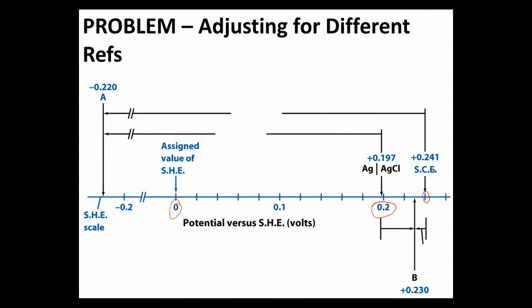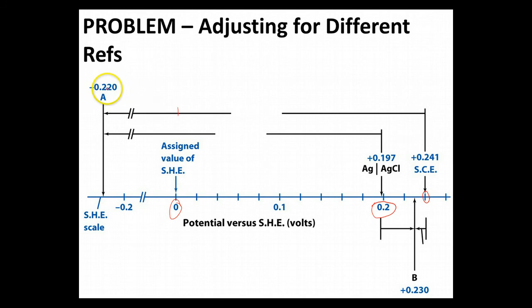Okay, so what we want to do is think of this as if we were doing a measurement. We say, all right, species A is 0.220 below SHE. SCE is up another 0.241 from there. So we can say, all right, I need to add those two values together.